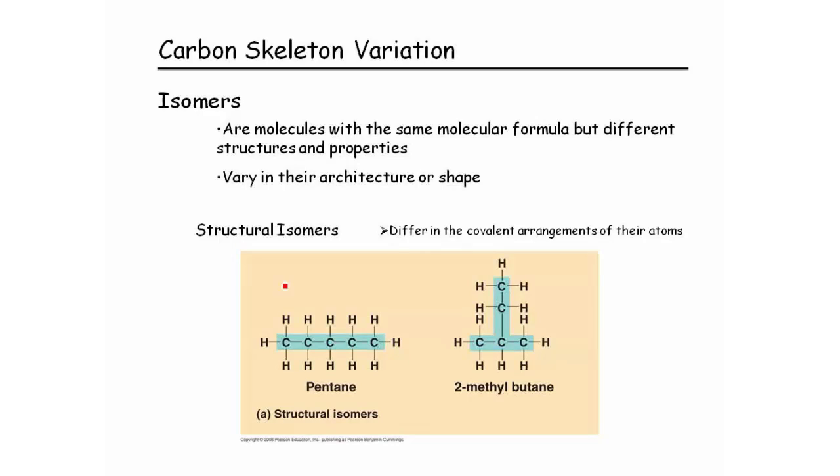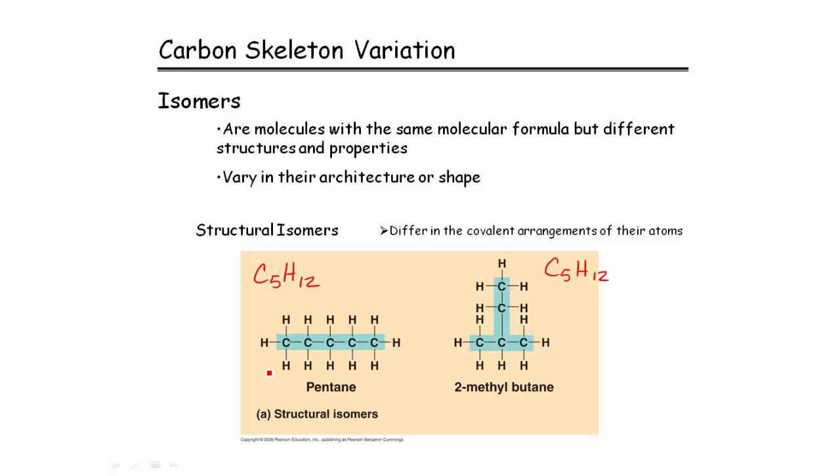If we look at both of these examples, if you count up the number of carbons you have and then also the number of hydrogens that you have, you'll see that both of these are actually C5H12. They do have exactly the same molecular formula. However, if we look at the pictures, we can see that they are clearly different from each other. So their shape is different.